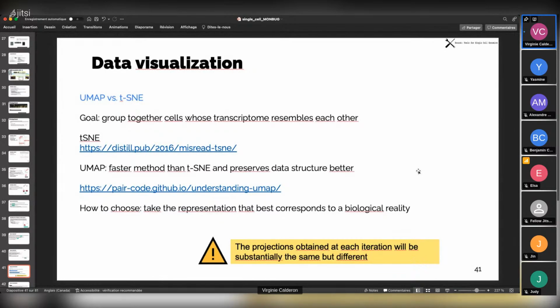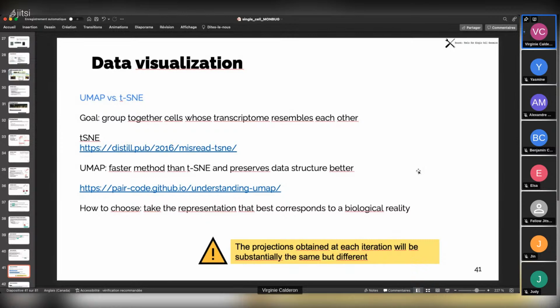If you are here today, I think you have already seen UMAP and t-SNE. That's something that is still a question: what is the best representation? My answer is there is no best representation. Both representations are good. It depends on the biological information, the biological experiment. We are using this type of visualization to group together cells whose transcriptome resembles each other. So that's a way to regroup the cells that look like each other.